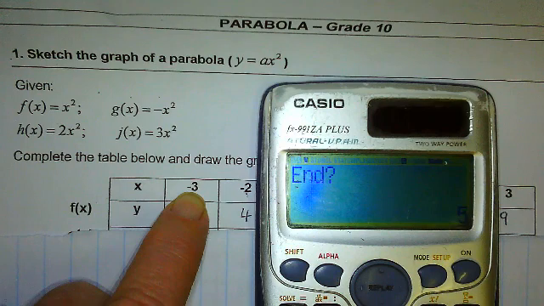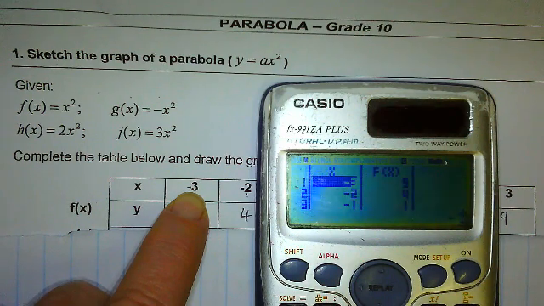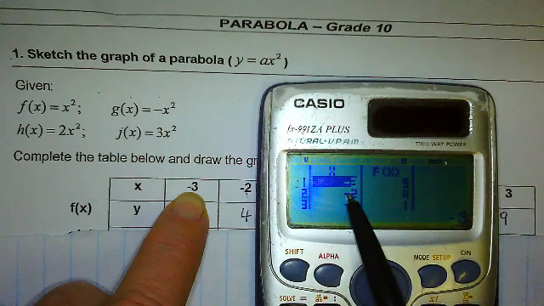And where must I end? End at the positive 3 according to the table. And the step means in what do you count? You're counting in ones. So you put equal. So there's the table. Can you see the x is -3?